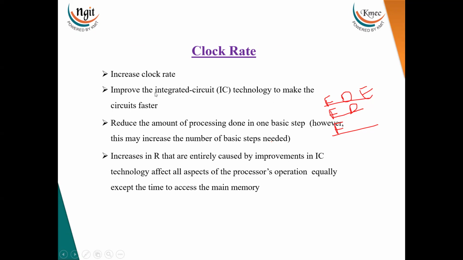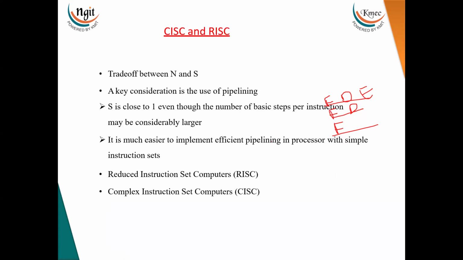That can be done by introducing the integrated circuit technology, IC technology, to make the circuit faster. To make the circuit faster means what? Propagation delay will be very less. Means what? When we give the input, to get the output, it will take less time. Thereby what? The clock length to execute the basic step will be less. Thereby the clock rate will be increased.